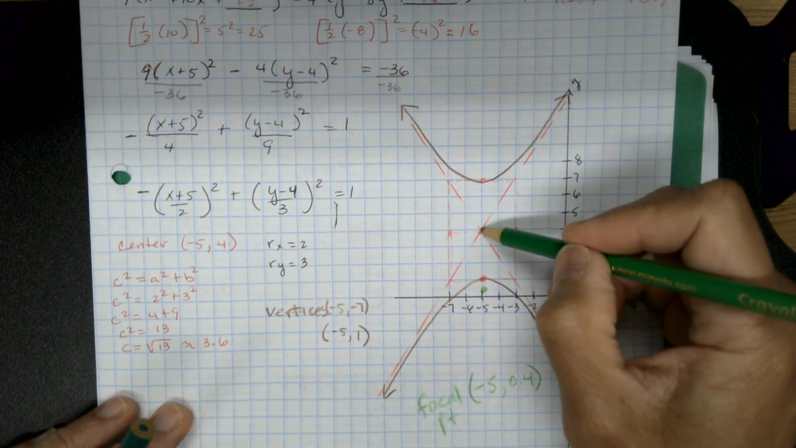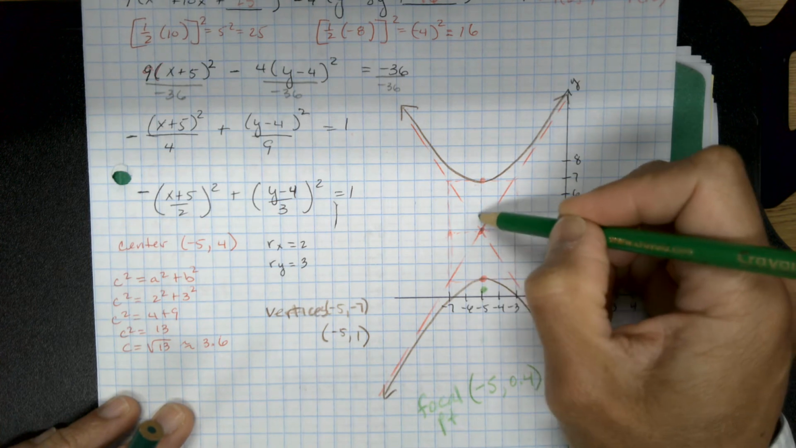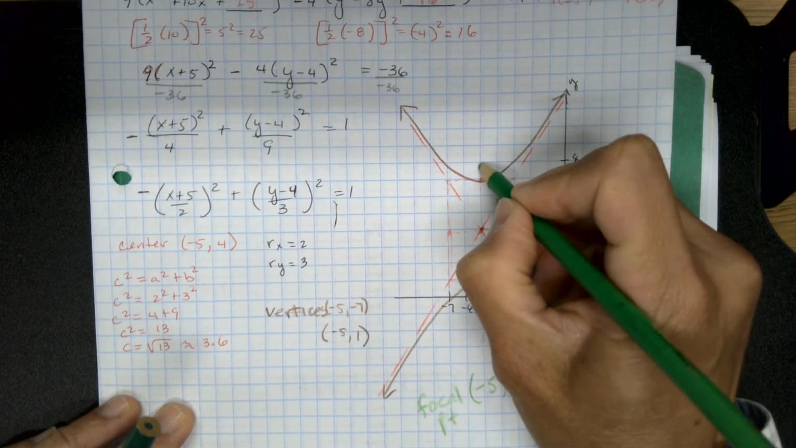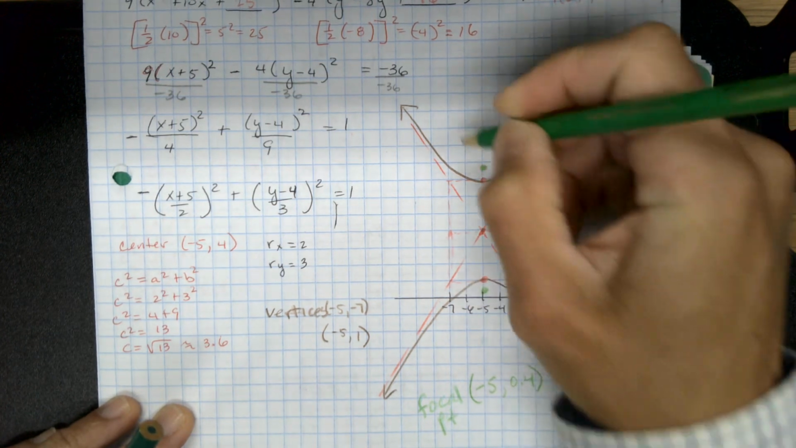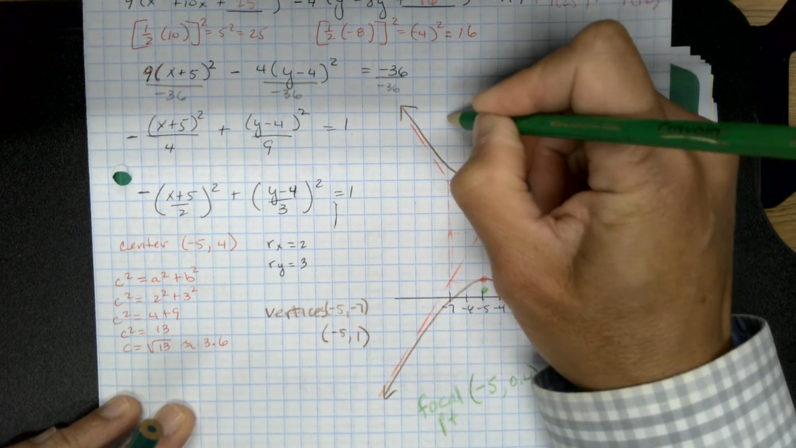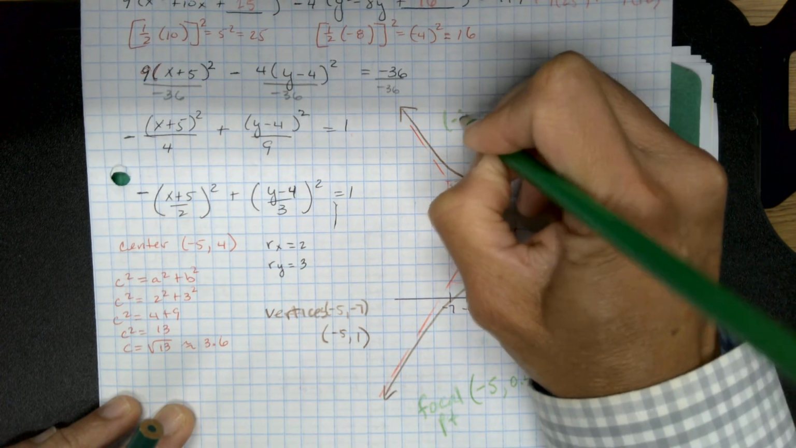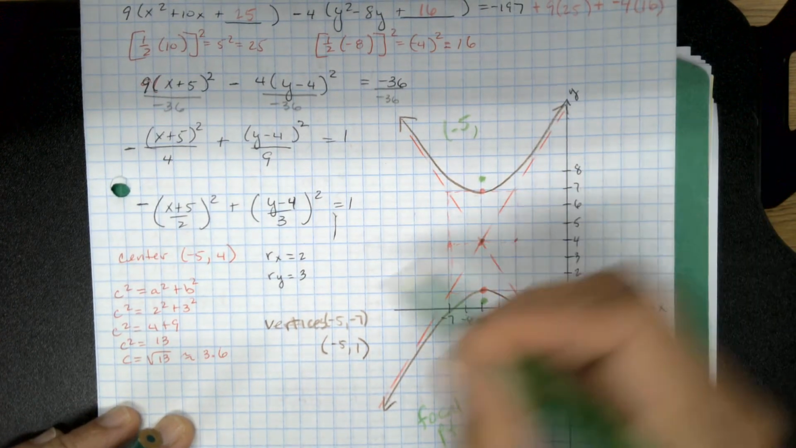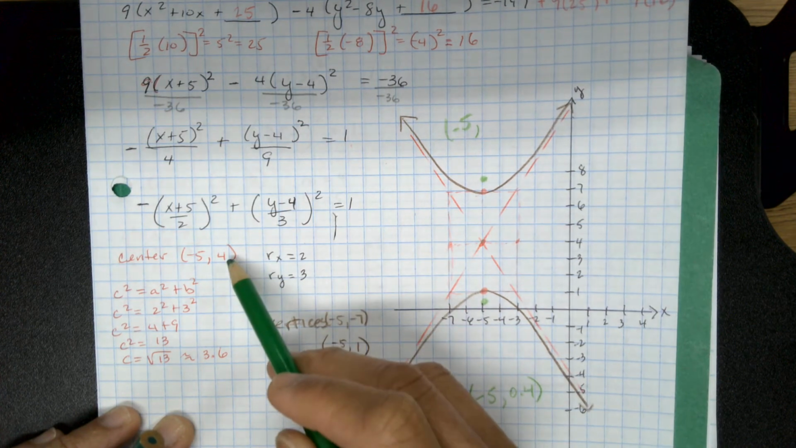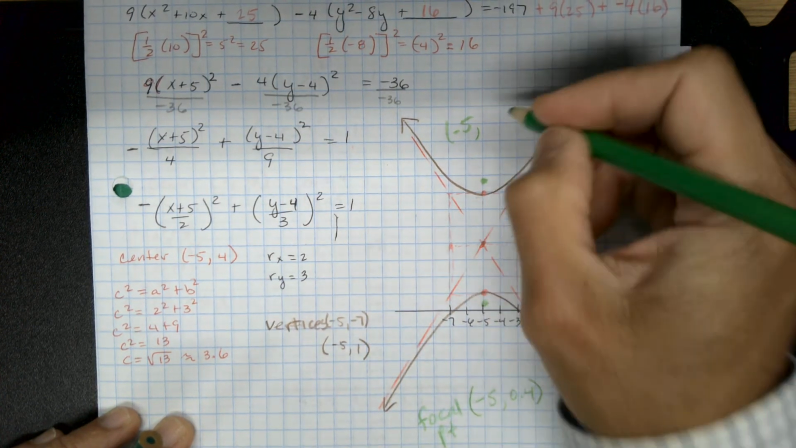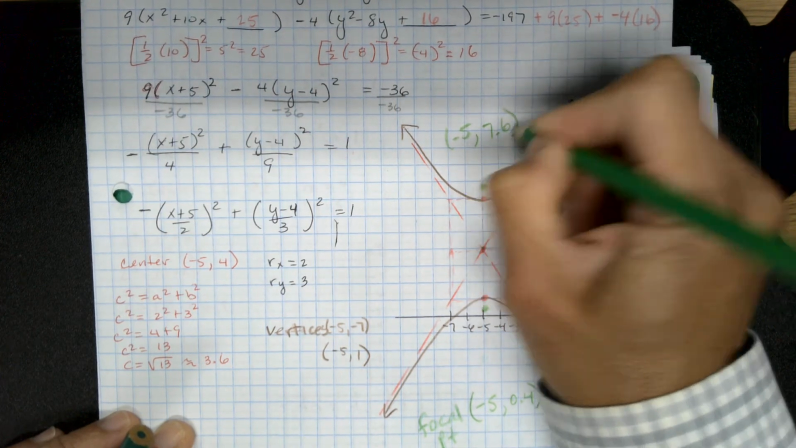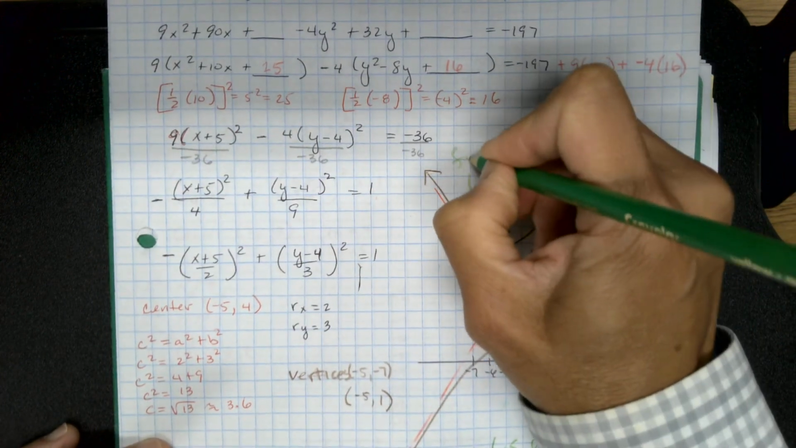Here, we're going to go from the center up 3.6 units. 1, 2, 3.6. So the focal point here is going to be -5, comma, we went up 3.6. If we're moving up 3.6, you take 4 and you add 3.6, which is 7.6. And this is our other focal point.